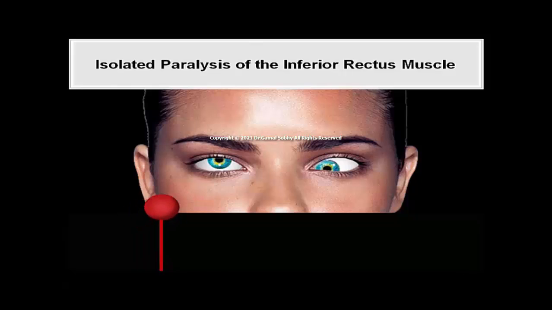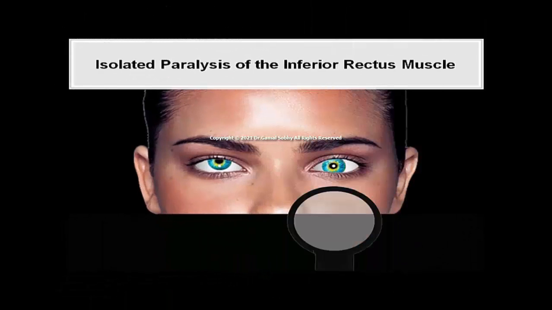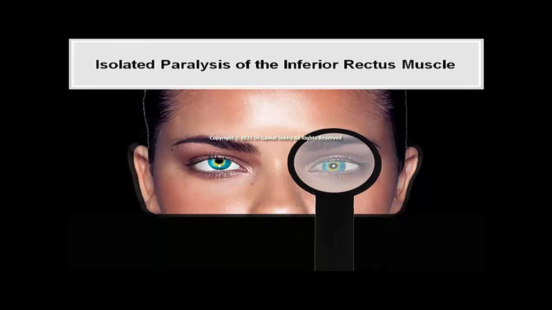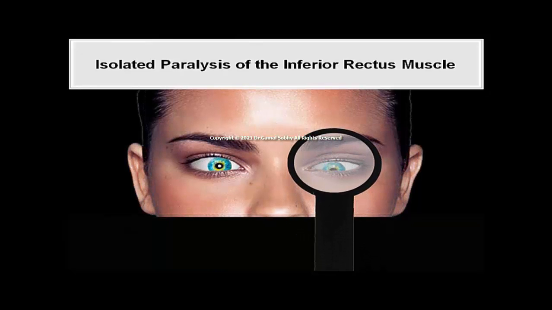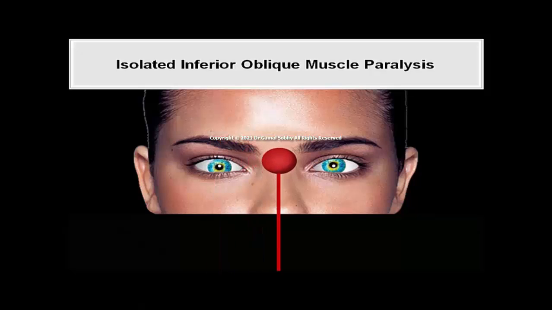In isolated paralysis of the inferior rectus muscle, the affected eye is hypertropic in primary position with limited depression in abduction and normal depression in adduction. When the patient fixates with the paretic eye, there is hypotropia and pseudoptosis may occur in the sound eye, creating diagnostic difficulties. An isolated inferior oblique muscle paralysis is the least likely muscle to become paralyzed.